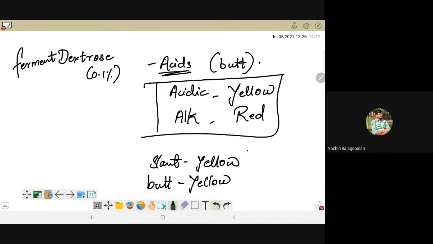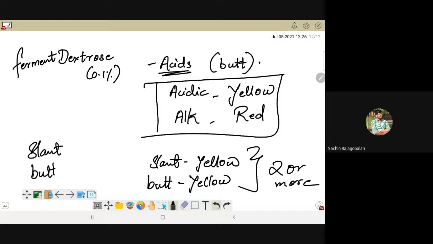Okay, तो अगर दोनों मुझे येलो होते हुए दिखाई दिए, तो यानी organism is able to ferment 2 or more sugars. Okay, but if I see that the slant color is not yellow, only the butt has turned yellow, then it's an indication that the organism is able to utilize only dextrose. Because dextrose normally is utilized by the majority of microorganisms. You know that glucose is something that all organisms can use. So if only the butt has turned yellow, it's an indication that the organism can utilize dextrose.